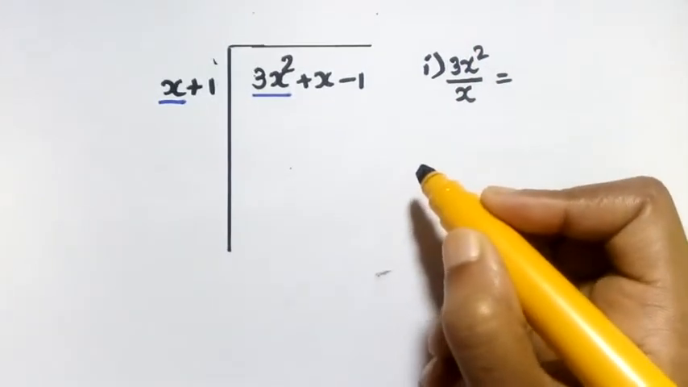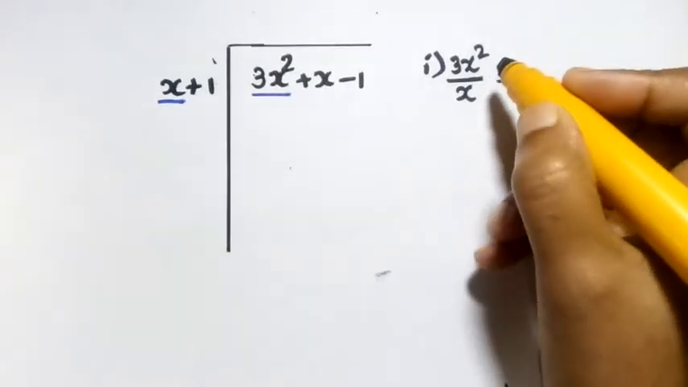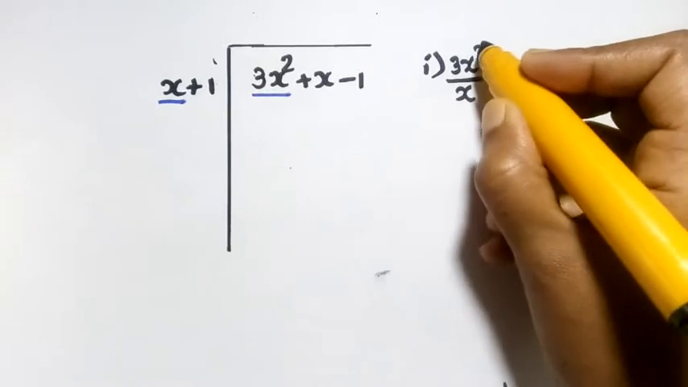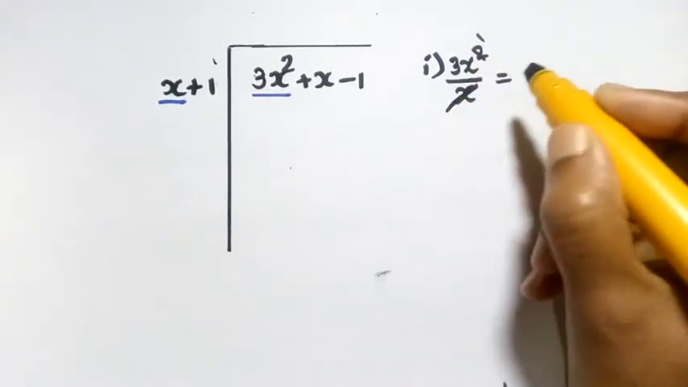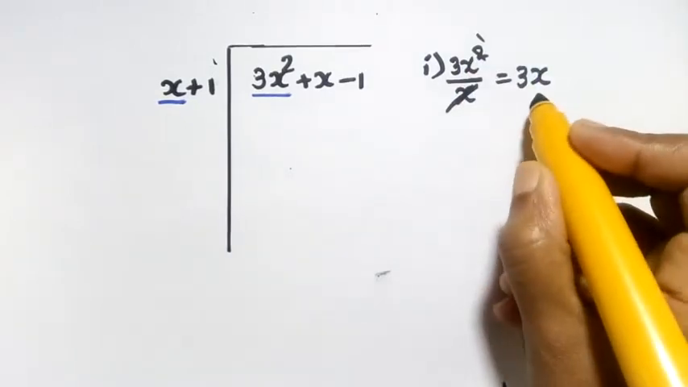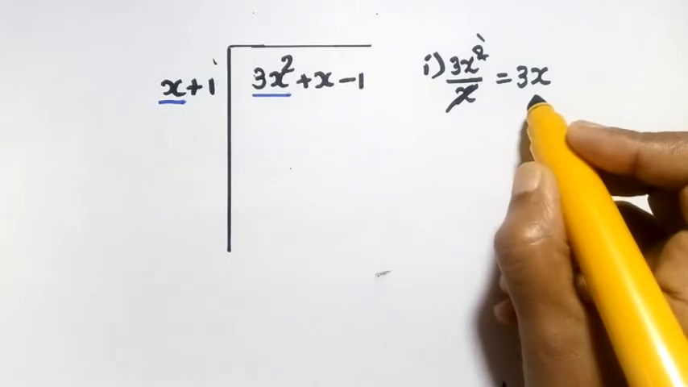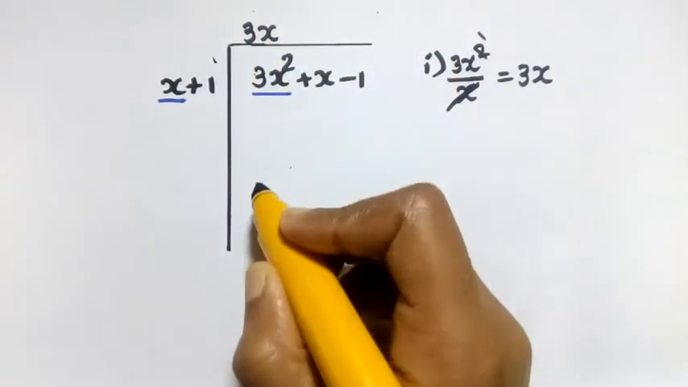Children, what is 3x square by x? From 3x square, 1x will cancel and in the denominator 1x will cancel. Balance we have 3x. This gives us the first term of the quotient. That is, 3x is the first term of the quotient.